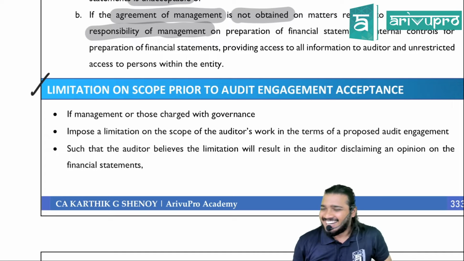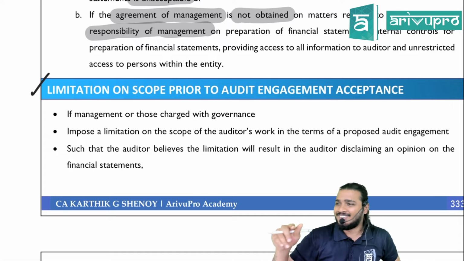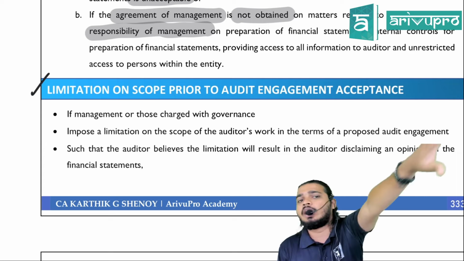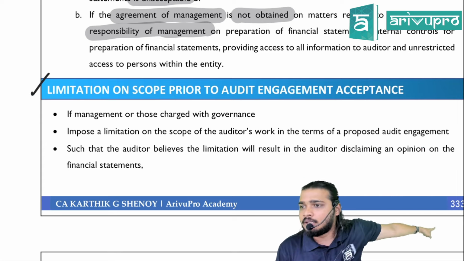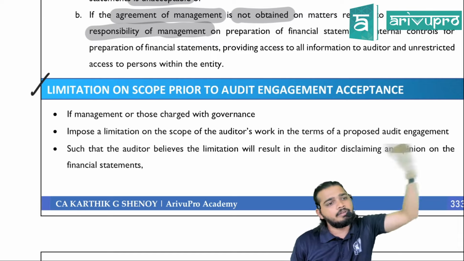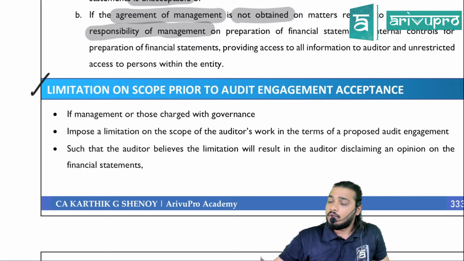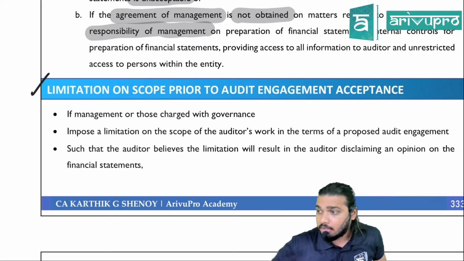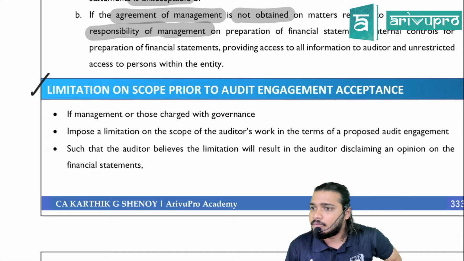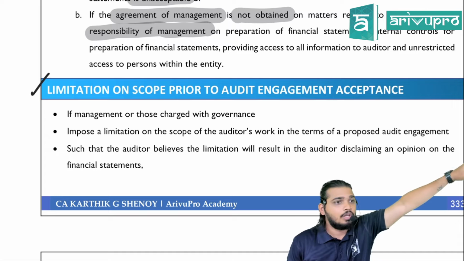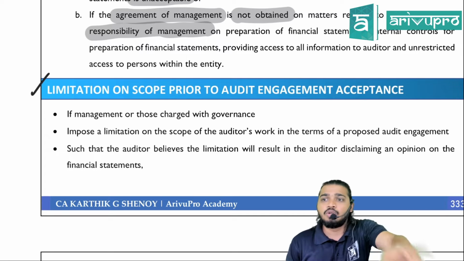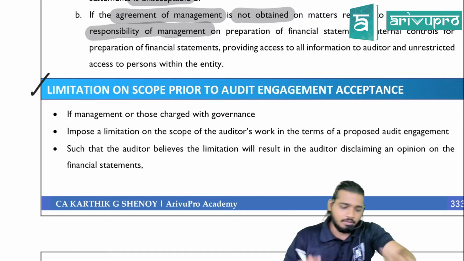Understood. So he is limiting my scope now. Within the entity you can talk to anyone, no problem. But management will tell you, you can't talk to these people without my permission. I understand you can limit to an extent, but you can't limit everything. Now in that case, why should you accept such a restricted audit? Should you? No. Why? Can you be independent now? No. Is there independence? Definitely not. Can you give an independent audit report? No. Should you accept such a limited engagement? That is what they are telling.